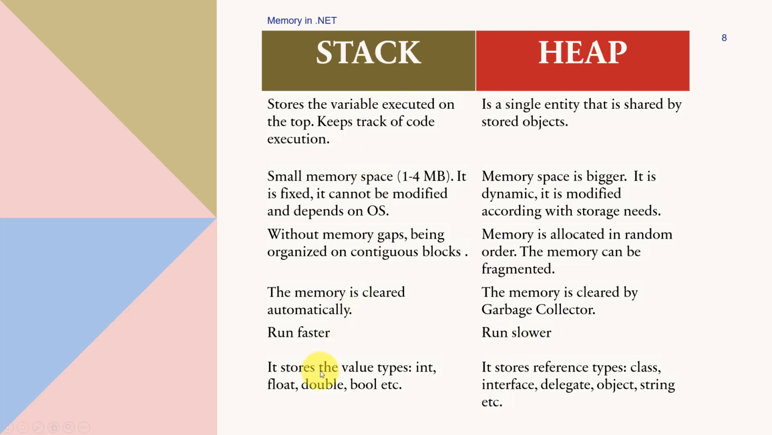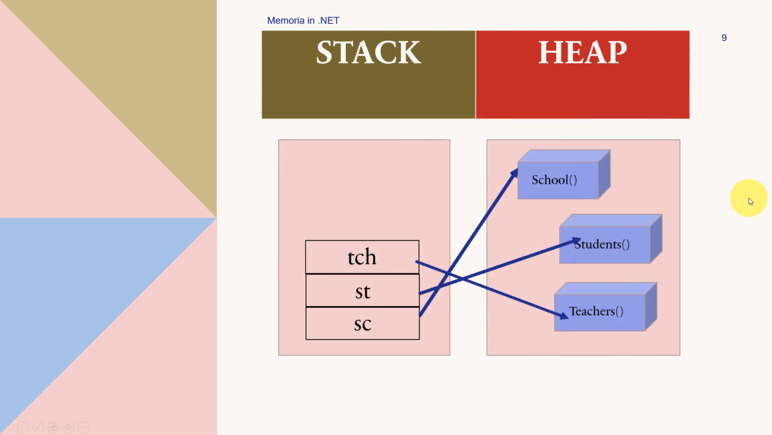Stack memory stores the value types like integer, float, and double. These are the real numbers, or bool, which is the type for boolean. While the heap stores reference types like class, interface, delegate, object, string, and so on. Here you have a picture about stack and heap, and you can make the difference in this way about these two types of memories, stack and heap.